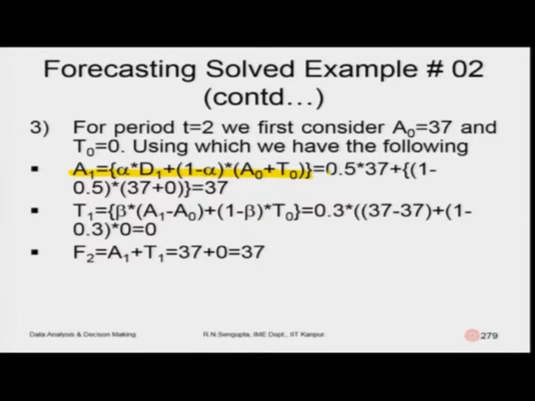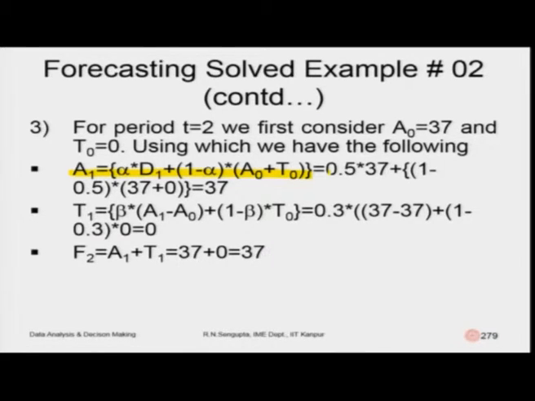we are considering time period T2 because we are starting at T1, for which we are considering 0 values, suffix 0. So, 0.5 into 37 plus 1 minus 0.5, which is again 0.5 into 37 plus 0. Because we are considering A naught as 37 and the trend as 0. So, based on that we find out A1 as 37. So, A naught was 37, A1 was 37. Now, we need to find out T1.